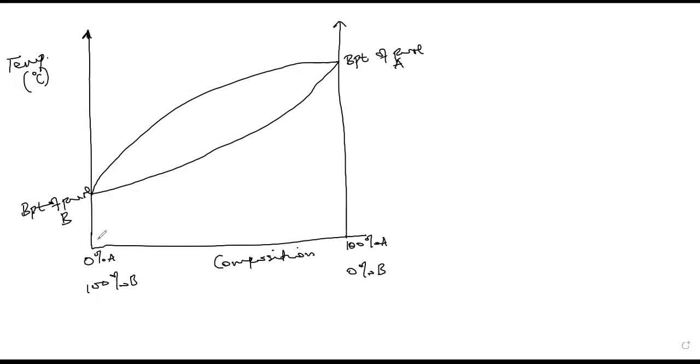All right, so here, the boiling point of B, the boiling point of A. So this is the vapor phase.